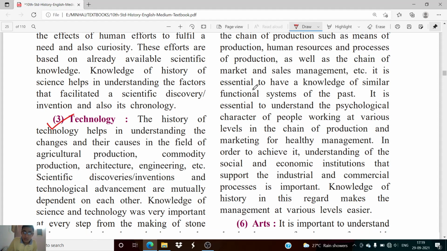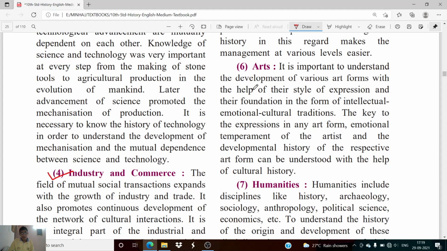Then the next field is arts. Now it is important to understand the development of various art forms with the help of their style of expression and their foundation in the form of intellectual, emotional, cultural traditions. The key to the expression in any art form, the emotional temperament of the artist, and the developmental history of the respective art form can be understood with the help of cultural history.